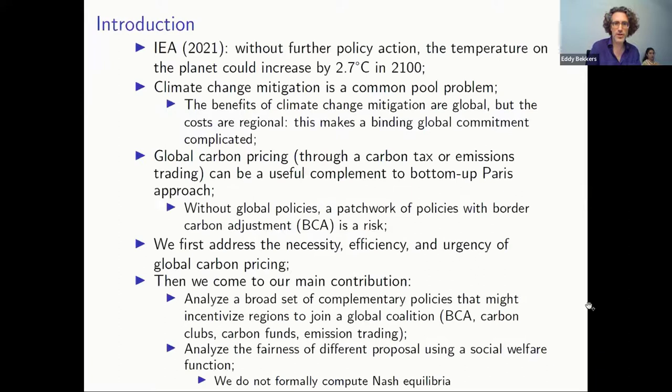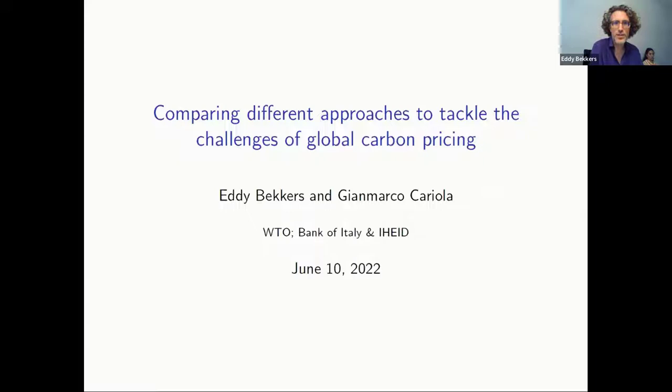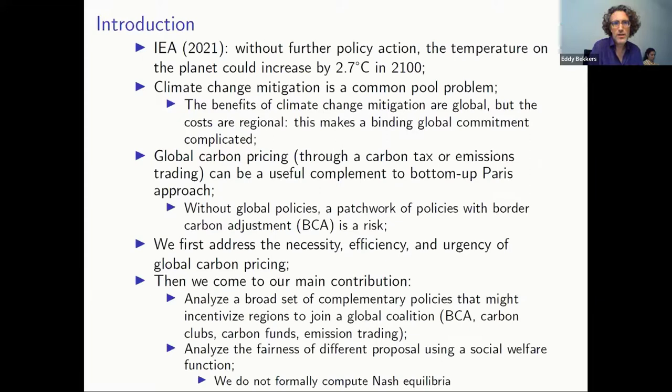So what we're looking at is carbon pricing, and in particular the challenges of global carbon pricing. And we're going to compare different ways to bring us a little closer to making global carbon pricing possible. The introduction, the background, I guess we're all familiar with that. We have global warming. We know that climate change mitigation is a common pool problem. Carbon pricing, this is very diplomatically formulated, but it can be a complement to the more bottom-up Paris approach. And we have the risk that without a global policy on carbon pricing, we get a patchwork of policies where countries might start getting into trade disputes about border adjustment mechanisms.